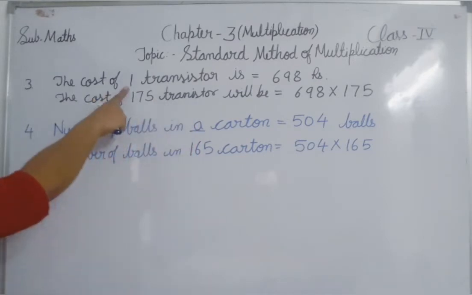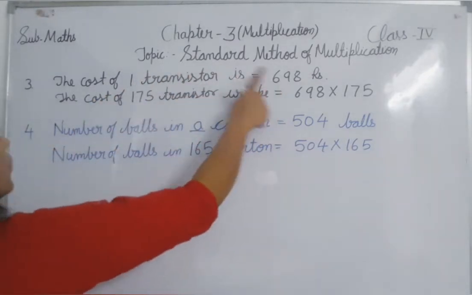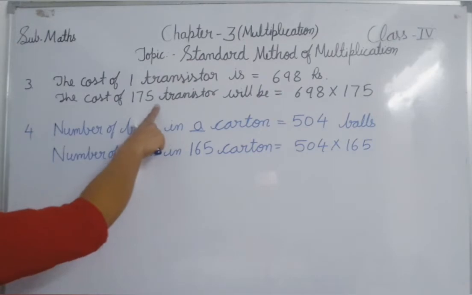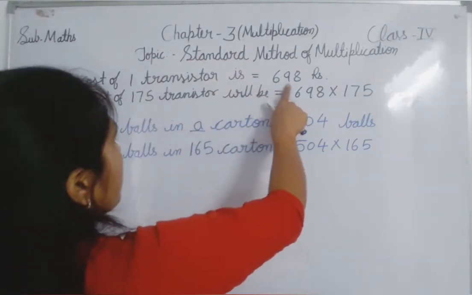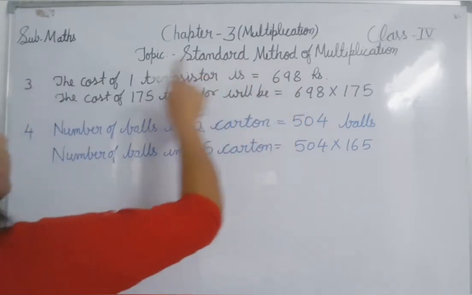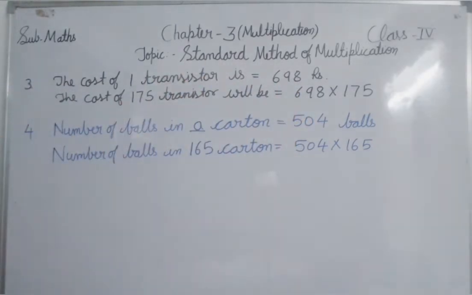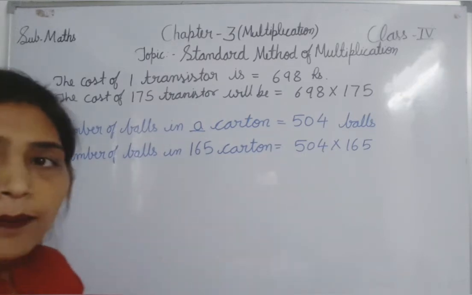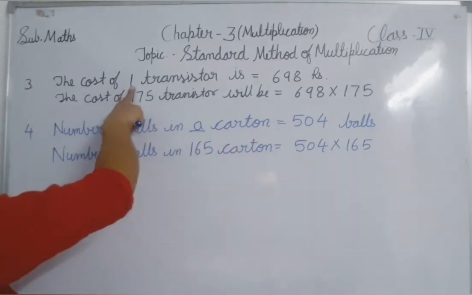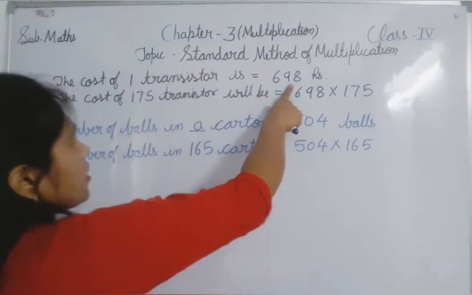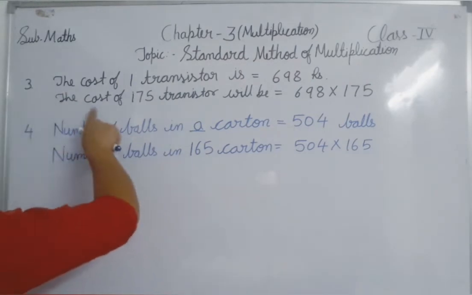If we know the cost of one transistor, we can find the cost of 175. It means we have to add 698, 175 times. So repeated addition we will do. What is the meaning of repeated addition? Multiplication. Yes, how will we find the cost? If you know the cost of one transistor is this much, and now I am saying find the cost of this.